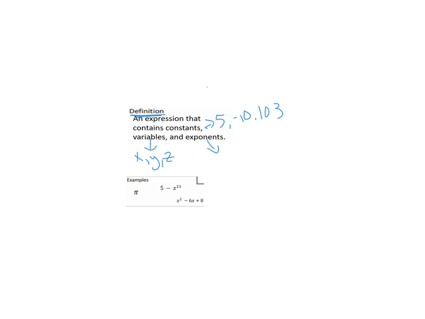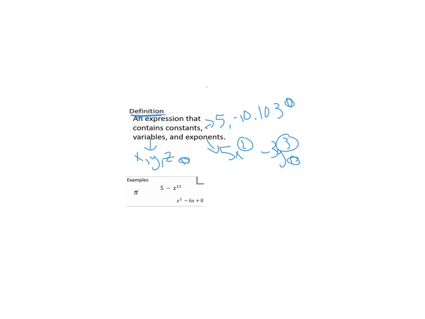And exponents. So exponents would be your little numbers. So like if we had 5x squared, your exponent's 2. Or if we had negative 3y to the third, your exponent is 3. So once again, the definition is an expression that contains either constants, variables, and exponents.